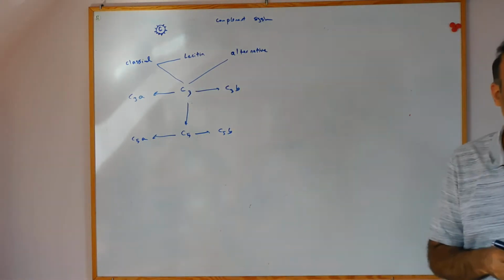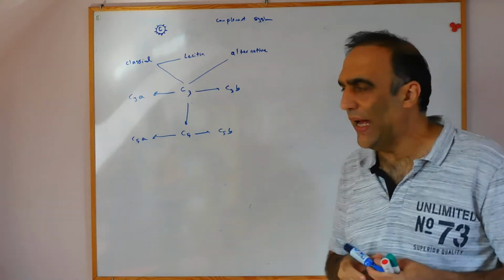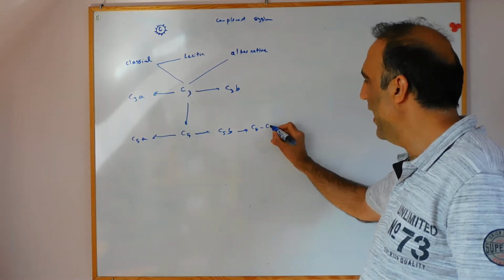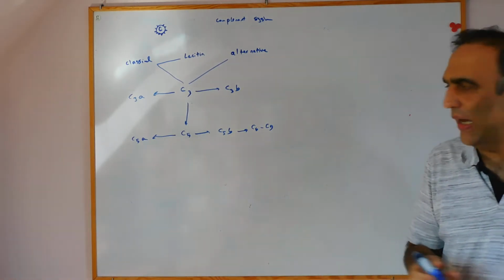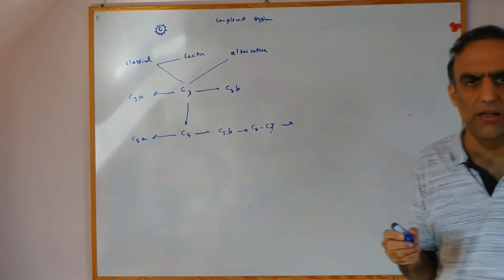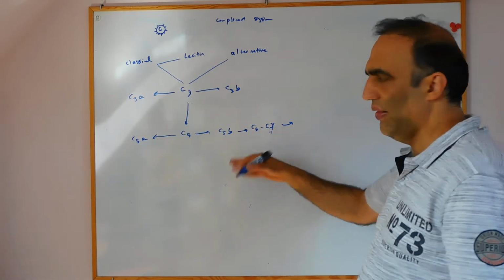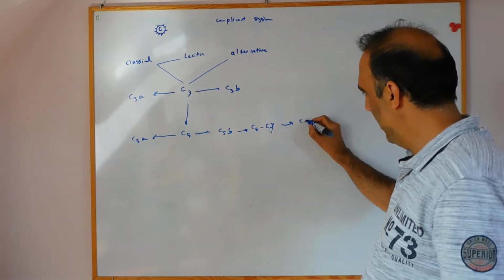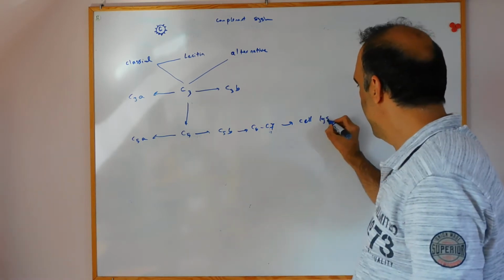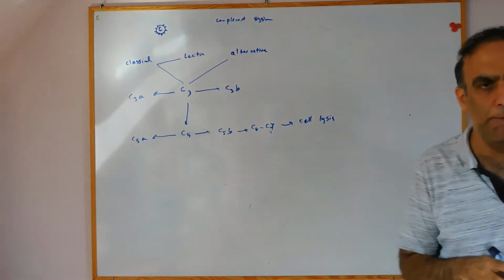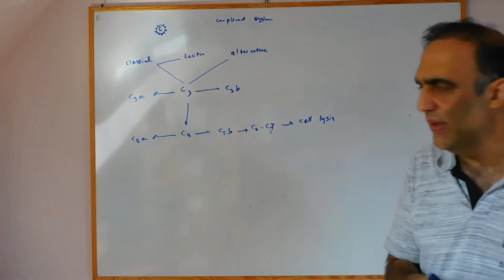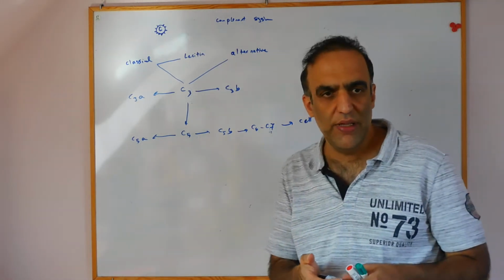And from C5b we can go to C6 to C9, and C7, C8, C9, and we can go to cell lysis, because it makes a hole in the membrane and cell lysis happens inside the cell. And from the other background, we can see C5a, and we can continue the process.